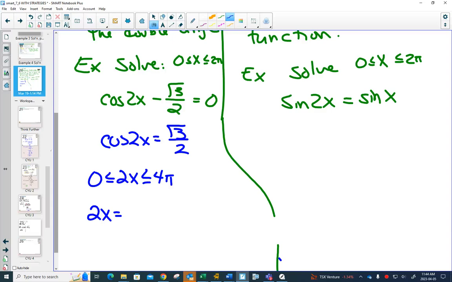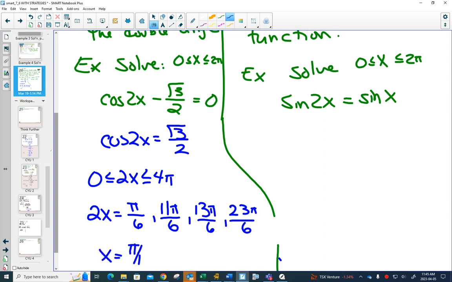So where is cos equal to root 3 over 2? That is your pi over 6 family in quadrant 1, and positive also in quadrant 4. That's the first time around. In the second time around, you'd add 2 pi to this one, get 13 pi over 6. Add 2 pi to this one, get 23 pi over 6. Then solve them all, pi over 12, 11 pi over 12, 13 pi over 12, and 23 pi over 12. And that's a review of multi-revolution questions.